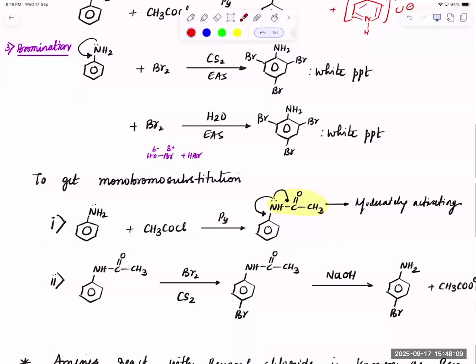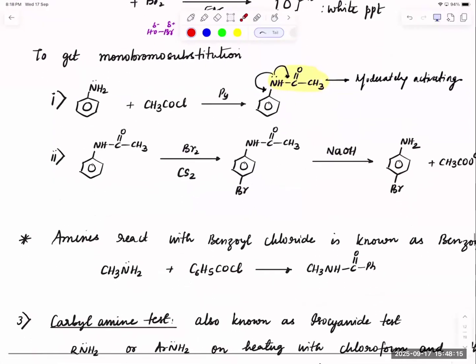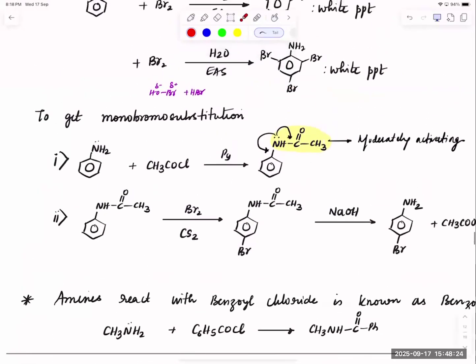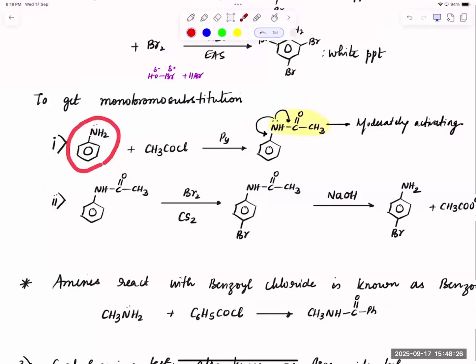When it comes to bromination, it will happen at all three positions, the 2, 4 and 6 positions. But how do we control this bromination so that it happens at only one position, either ortho or para? In that case, what you do is the acylation step first.